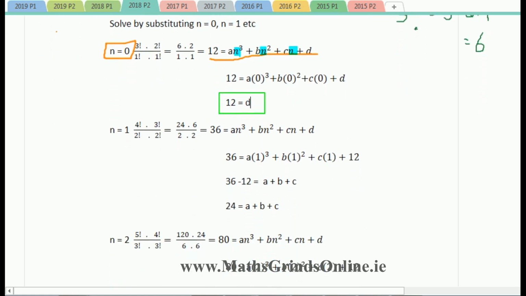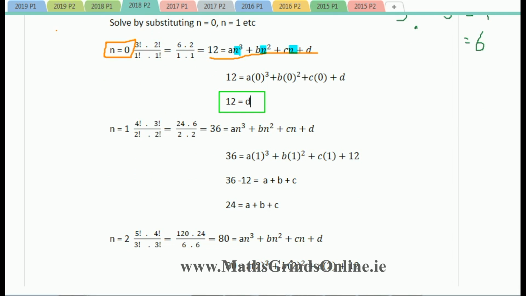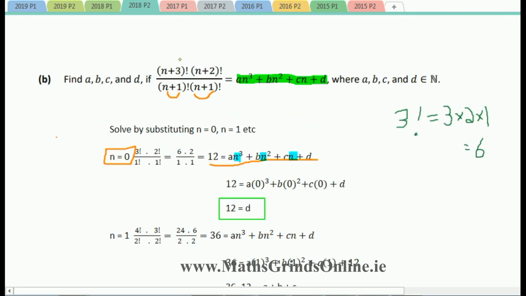Alright, we're going to move on from that and sub in n equals 1 for the next one. Now remember what we have up the top here. So now we've got 1 plus 3, that's going to be 4 factorial, you can see there. N plus 2, and I'm subbing in n equals 1, so that's going to be 3 factorial. And on the bottom line there, 1 plus 1 is 2, so we're getting 2 factorial times 2 factorial. All that is represented down here in this box here.